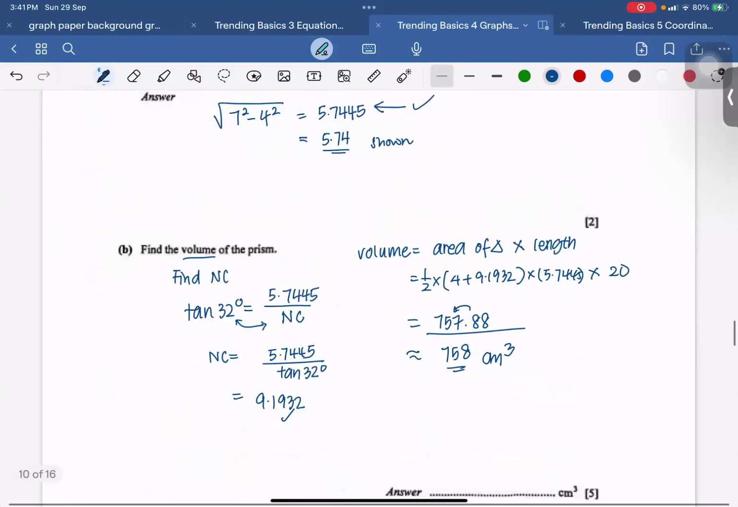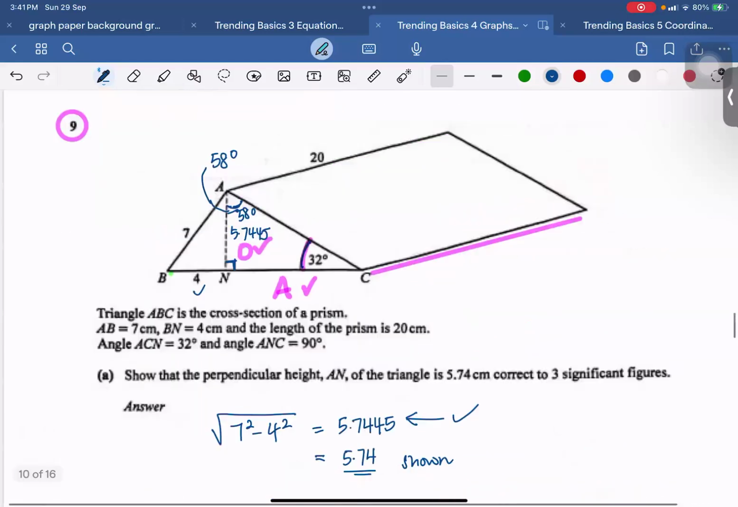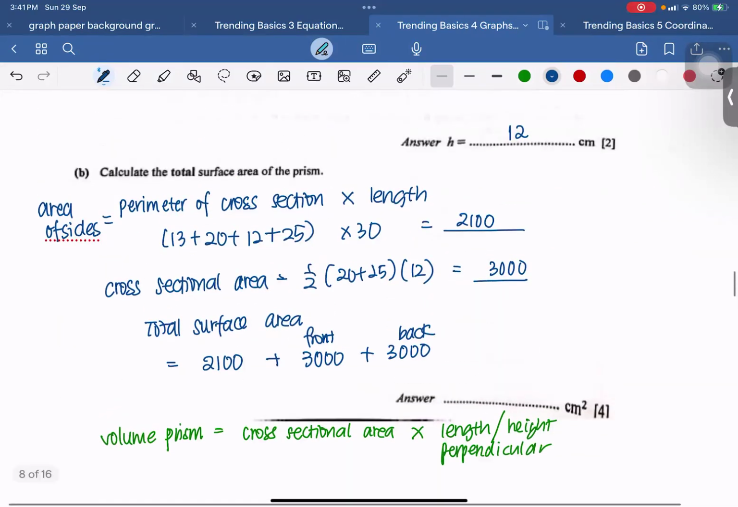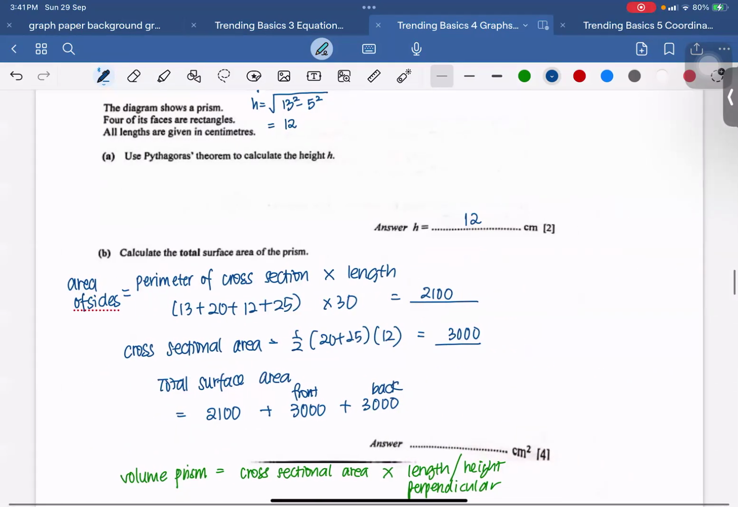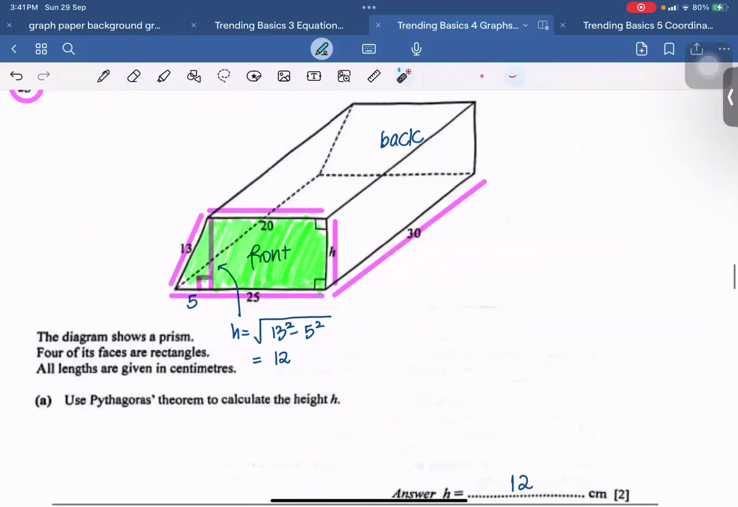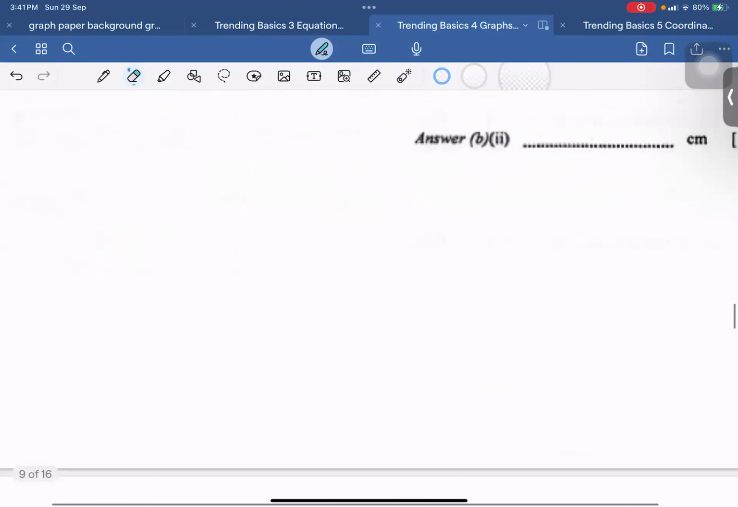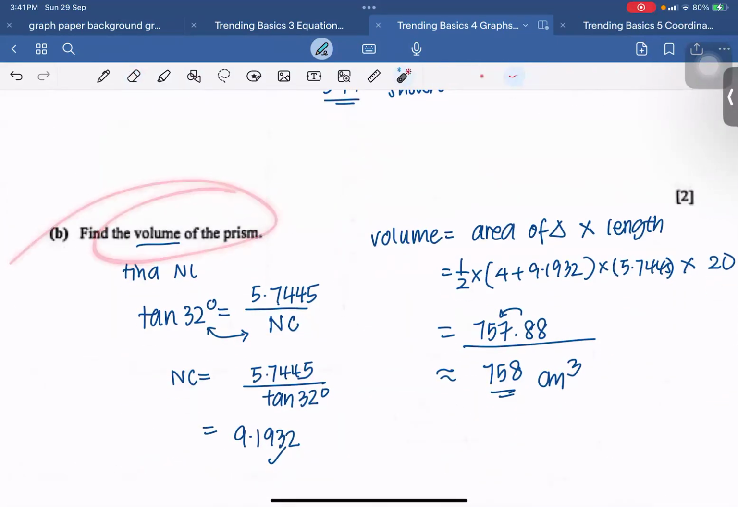Yes? How come just now during the trapezium, we need to find the perimeter, but then for the triangle, don't need to find the perimeter all that? This one is asking for total surface area, so you need all the sides. When you need all the sides, you need to add up all the sides, meaning the perimeter. But now they are asking for volume. It's not asking for total surface area, so it's different.